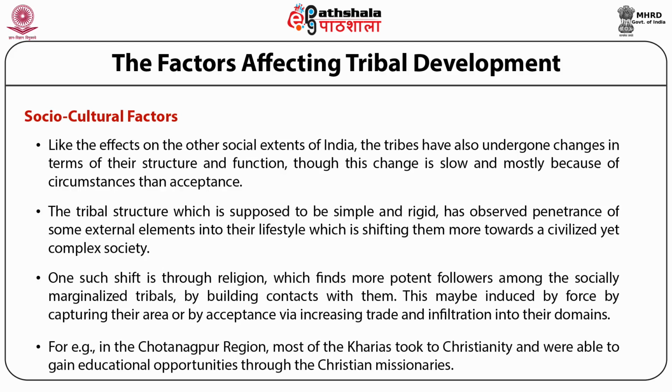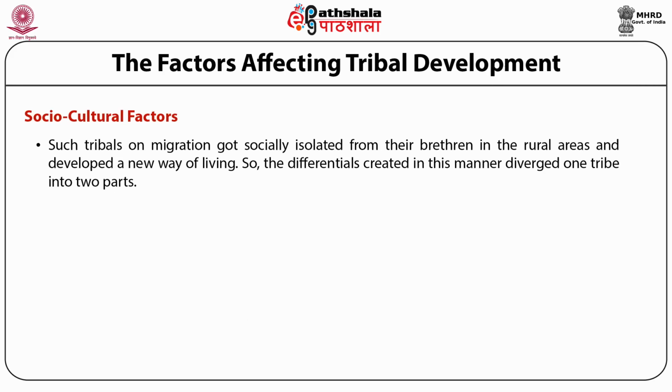For example, in the Chota Nagpur region, most of the Kharias took to Christianity and were able to gain educational opportunities through the Christian missionaries. They were the ones who were aware of the stipends, scholarships, and reservations provided to them, which they readily accepted, and consequently made their way to the urban areas. Such tribals, on migration, got socially isolated from their brethren in the rural areas and developed new ways of living. So the differentials created in this manner diverged one tribe into two parts.